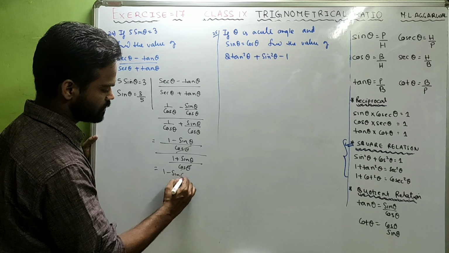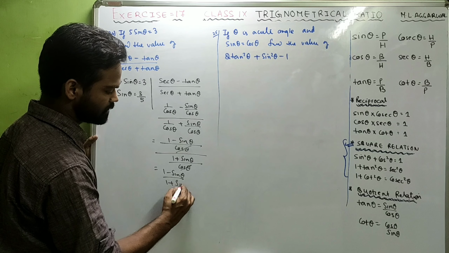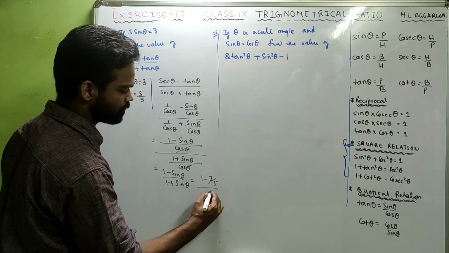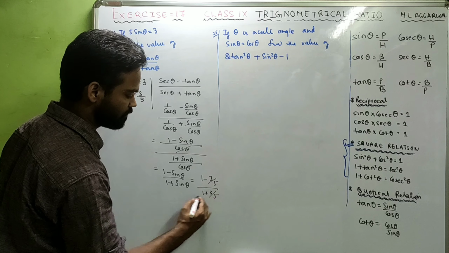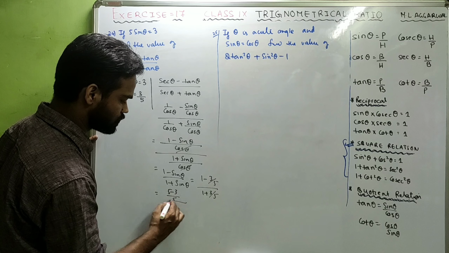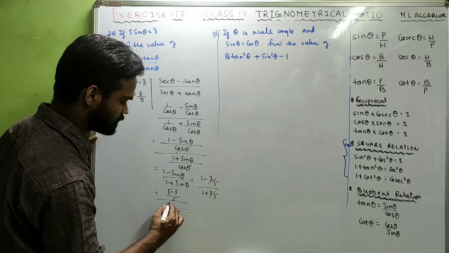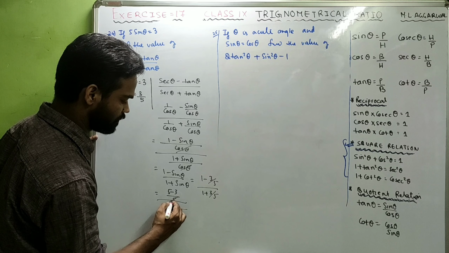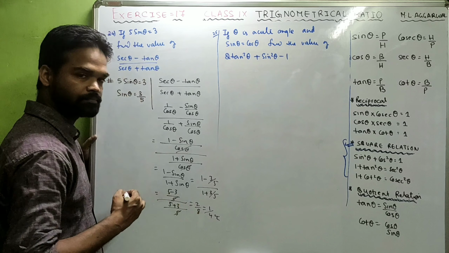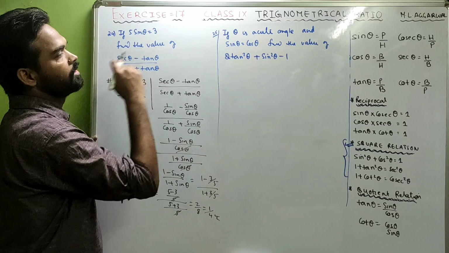1 minus sin theta by 1 plus sin theta. Now substitute the value: 1 minus 3 by 5, 1 plus 3 by 5. That's how much? 5 taken LCM, so 5 minus 3. Again 5 taken LCM, 5 plus 3. 5 cancels out. 2 by 8, that's 1 by 4. Done. Clear?